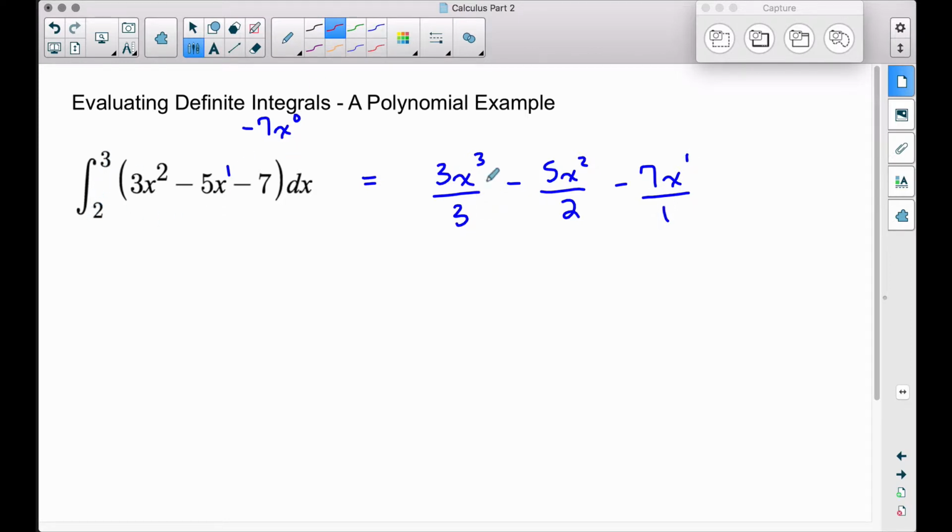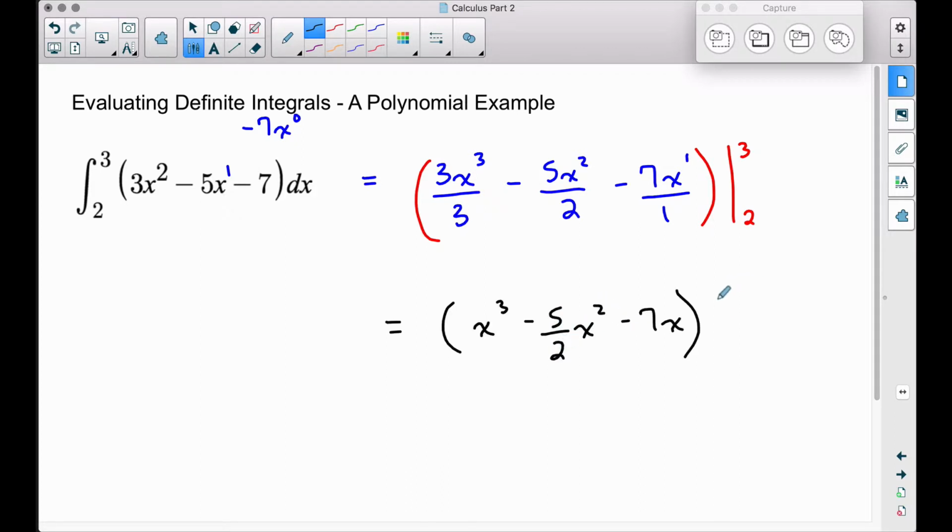Now, with a definite integral, we want to make sure we come back and use our bounds from 2 to 3. And the way we do this is we plug 3 into all of these spots for x. And then we come back and plug 2 into all of these x spots, and we find the difference between those. But before I do that, I'm going to cancel out those 3. So we have x cubed minus 5 halves x squared minus 7x. And again, we're going from 2 to 3.